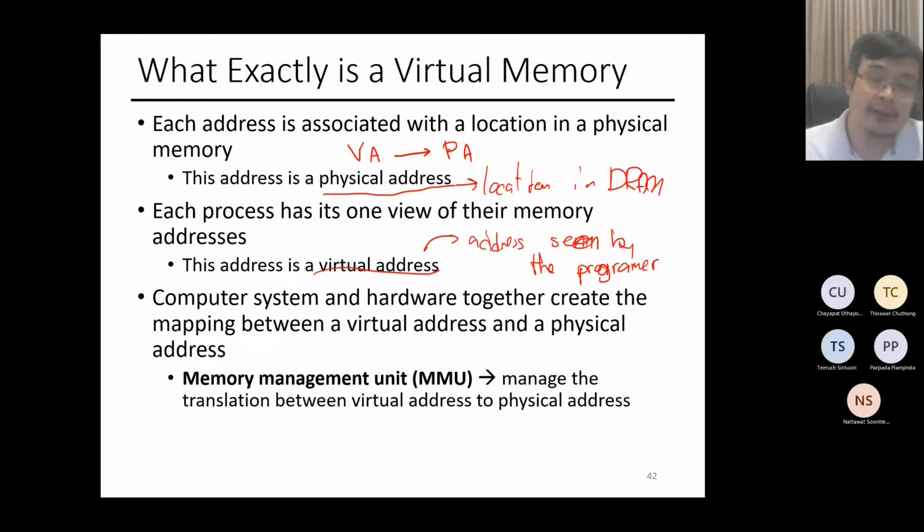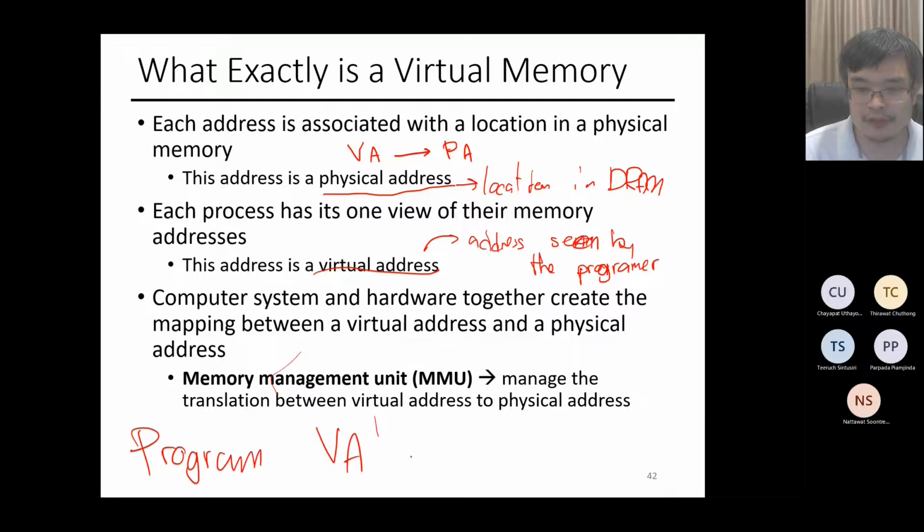And the system and hardware will manage the mapping between virtual and physical through this unit called the memory management unit. It manages the translation between virtual address and physical address. All right, again, the key here: your program produces the virtual address, the MMU processes this through the process called address translation, and you get the physical address, which is the location in DRAM.